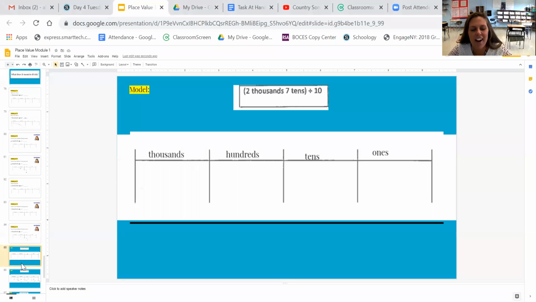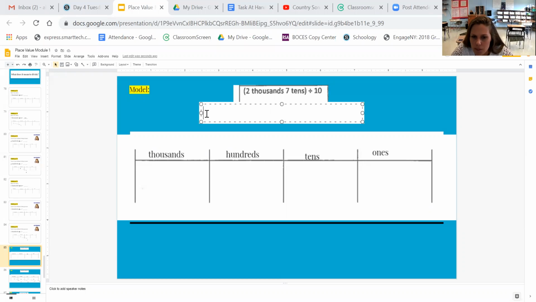All right, so now it's going to get a little trickier. So I have 2 thousands, 7 tens divided by 10. We're going to do exactly what we did before. So let's first just rewrite this. I have 2 in the thousands place, 7 tens. So that means I have nothing in the hundreds place. I have 7 in the tens place, and it mentions nothing else. And I'm dividing by 10. So that's my new equation.